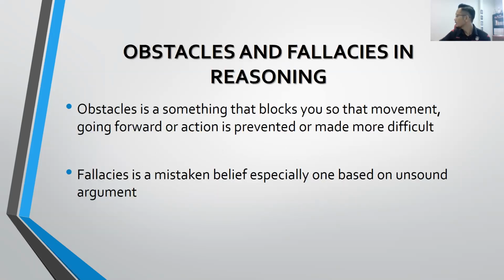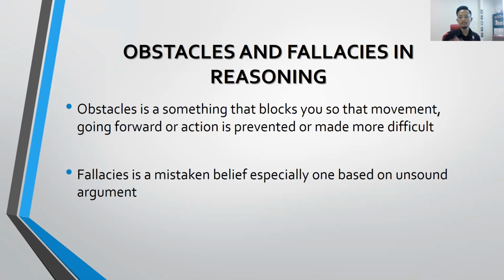But first, let's take a look at the definition of obstacles and fallacies. First is obstacle. When we talk about obstacle, it is something that blocks your movement. It prevents you from going forward and makes things more difficult. So when we relate this definition of obstacle with decision making, you have a choice, either you want to do this or you want to do that. Your decision will be right or wrong. So normally an obstacle will make your decision become something that is totally wrong.